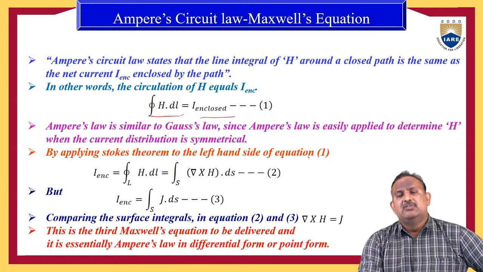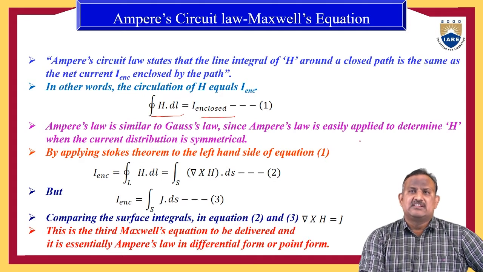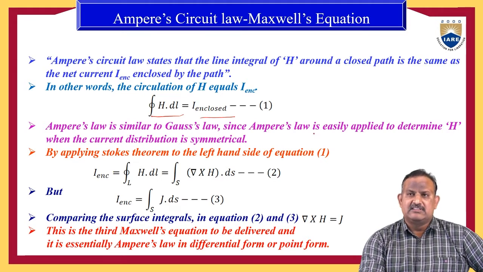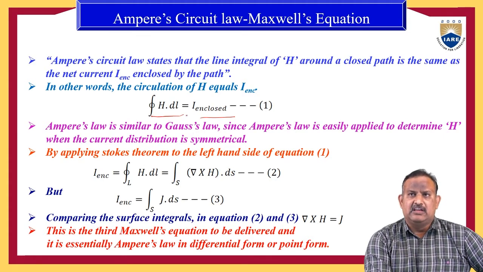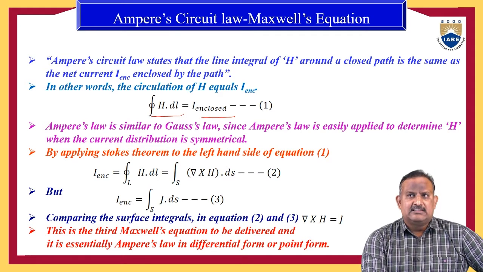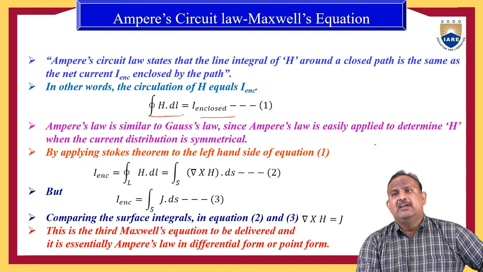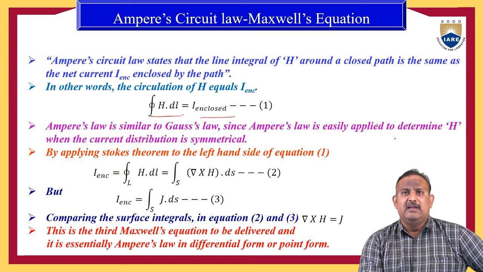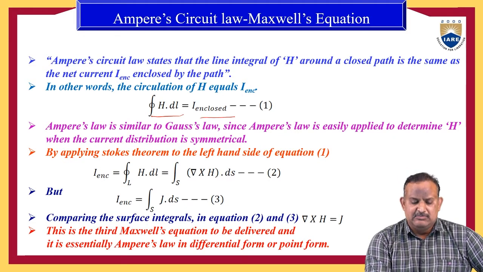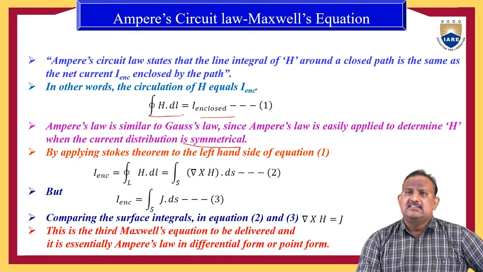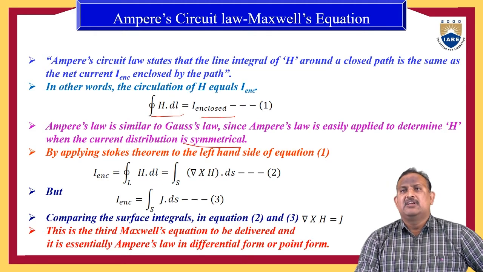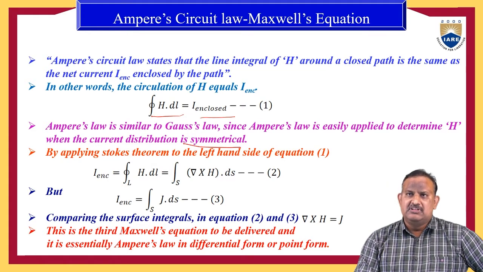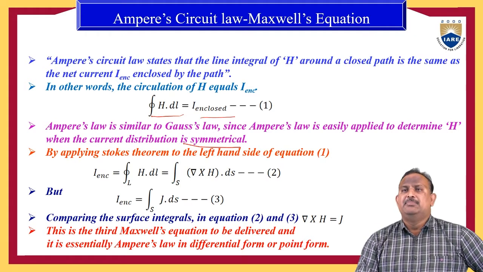Ampere's law is similar to Gauss's law, because in Gauss's law we discuss magnetic flux density, electric flux density D and flux. Here we discuss magnetic field intensity and current. Ampere's law is easily applied to determine magnetic field intensity when the current distribution is symmetrical, whereas in the electric field, when the charge distribution is symmetrical, we can apply Gauss's law. Coming to Ampere's circuit law, only if the current distribution is symmetrical can we apply it. That is the difference between electric and magnetic fields.